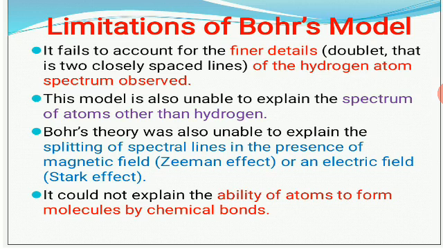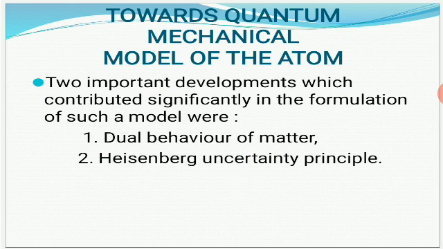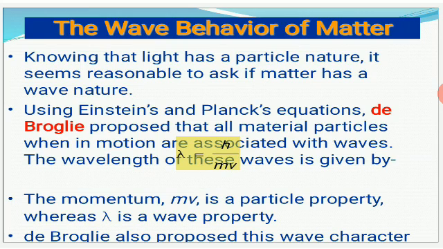So to remove these limitations, we are moving toward the quantum mechanical model of the atom, which deals with two important developments, which are the dual behavior of matter and Heisenberg's uncertainty principle. So what is the dual behavior of matter?